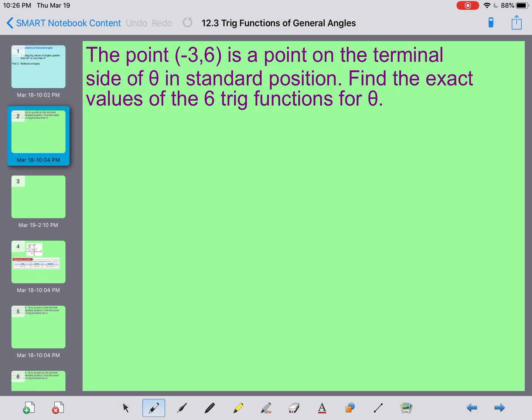So this question says, the point -3, 6 is a point on the terminal side of theta in standard position. Find the exact values of the 6 trig functions for theta. So we're going to start by drawing a picture.